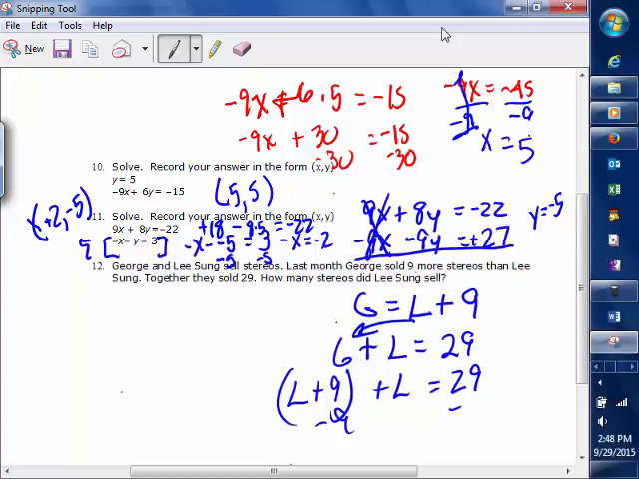Subtract 9 from both sides, and you get 2L is 20. So Lee Sung sold 10, and George sold 19, because they add up to 29, and 19 is 9 more than 10.